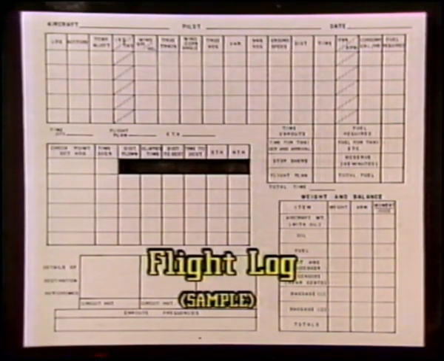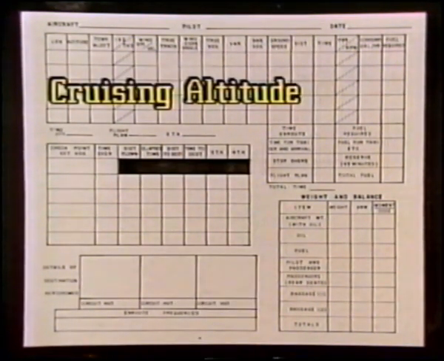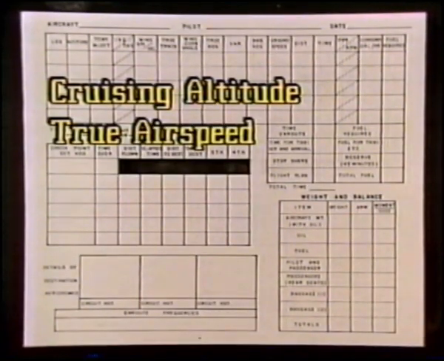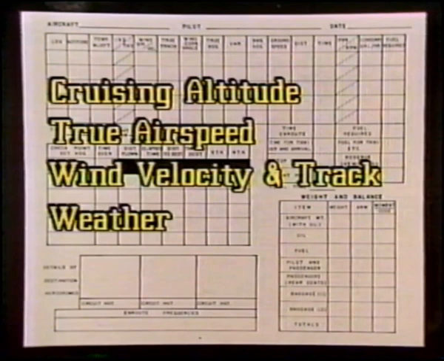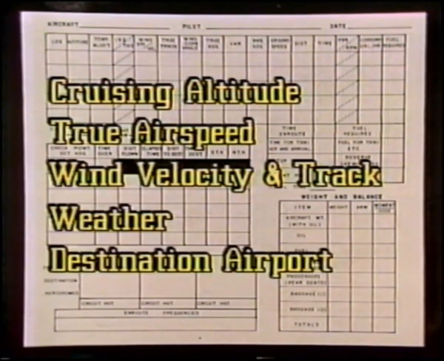Use the flight planning form to keep track of all information about your trip. Information should include the cruising altitude, true airspeed, track and wind velocity. Other pertinent information, particularly weather and landing runway details, should be added for current and future use.